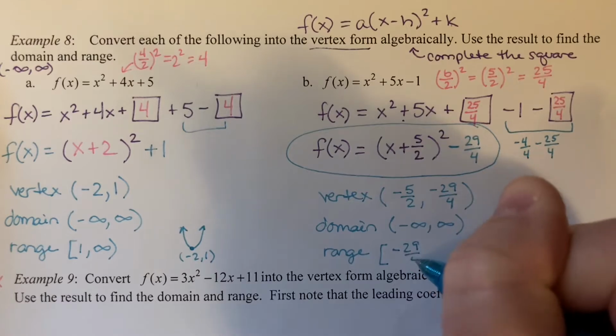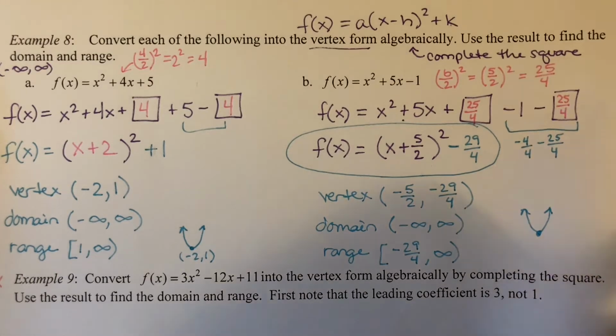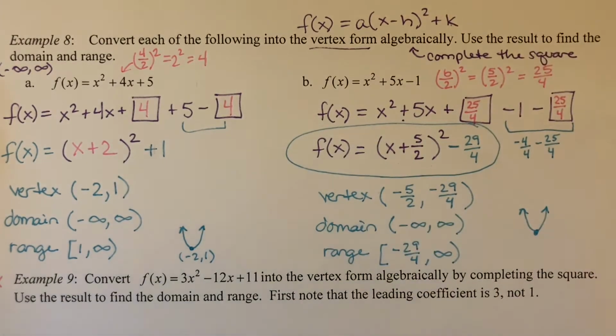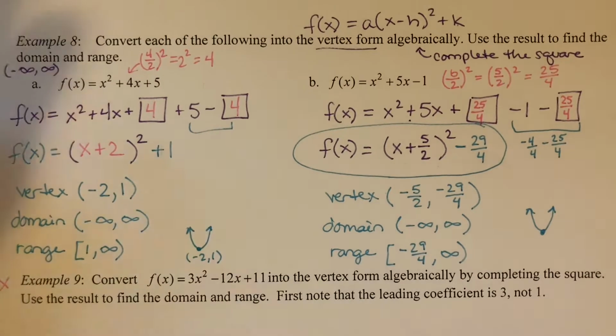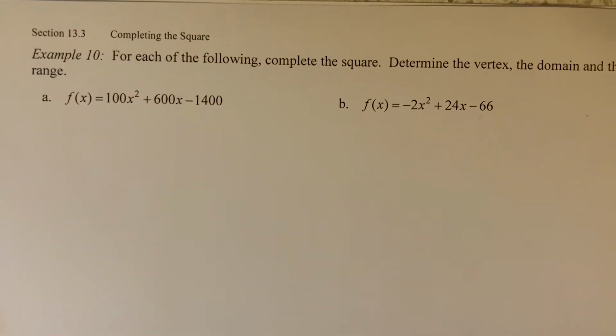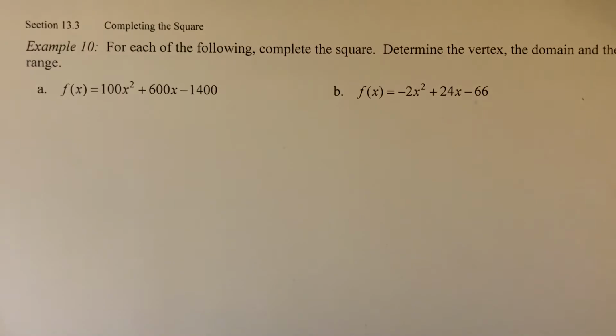Negative 29/4 to infinity. Great. Hopefully those are making sense. Let's do a couple with a leading coefficient because they're similar, but there's just an extra step in there. So if we turn the page, example 10 definitely has some leading coefficients.